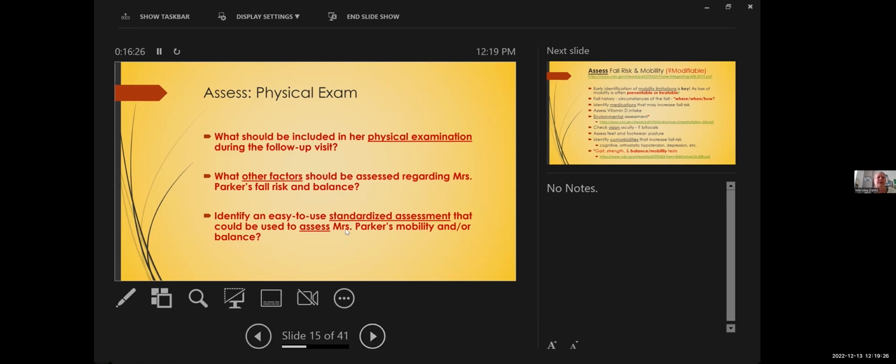So do you guys have any ideas of different things you would want to look at on her follow-up visit, after you did your fall risk screening? You can just throw them in the chat, that would be great. Urgency to use the bathroom adds to the risk of falling. Yep. Her shoes, how they fit.